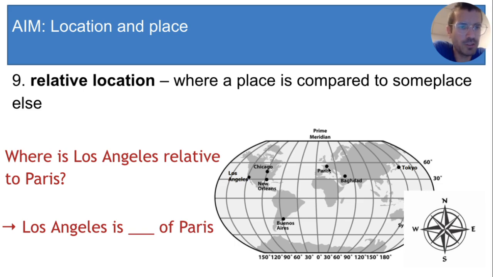Now, ask yourself, to go from Paris to LA, do you need to go east or west? And you'll see that the answer is west. So, our final answer is Los Angeles is southwest of Paris.